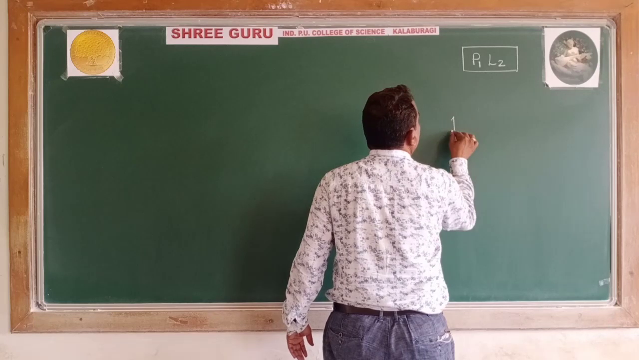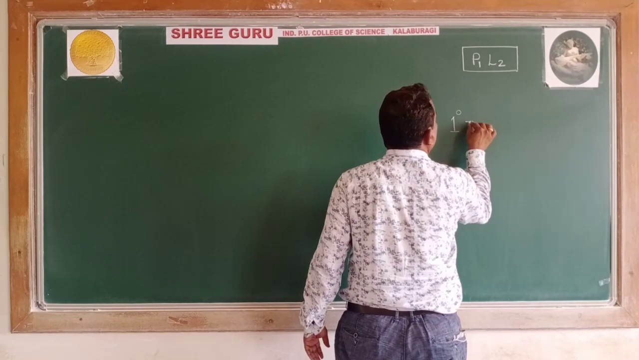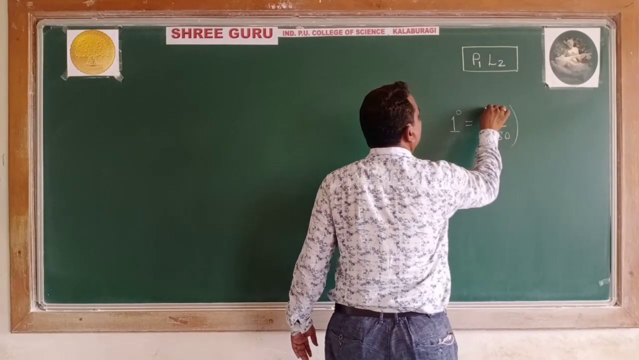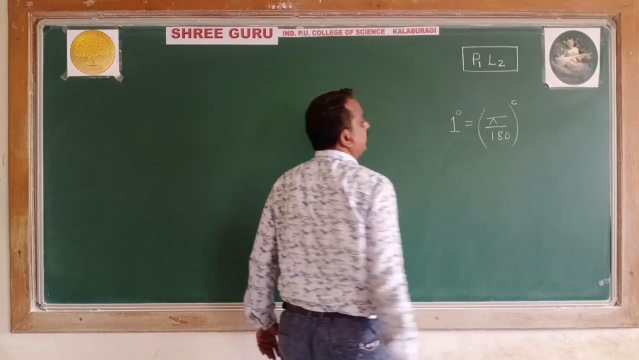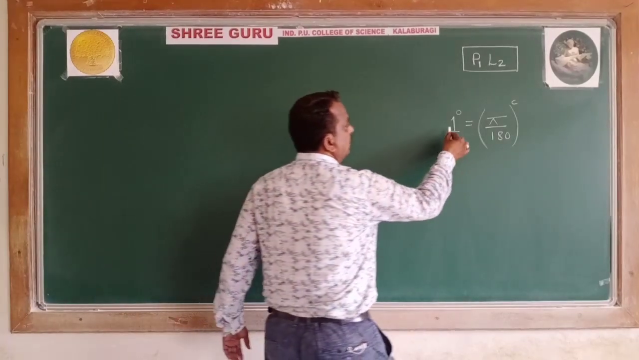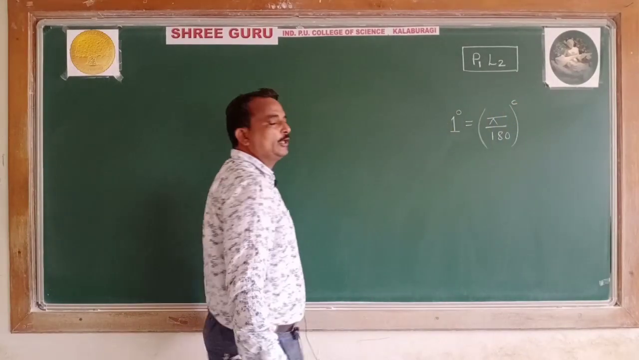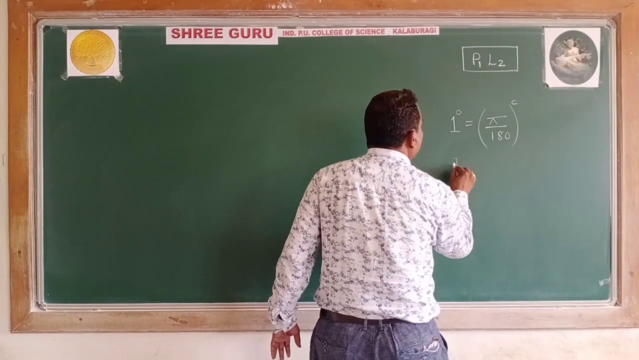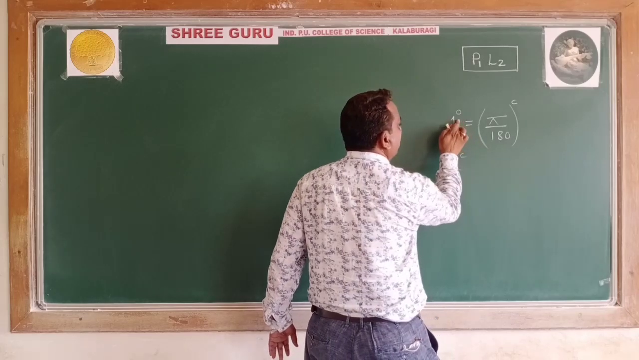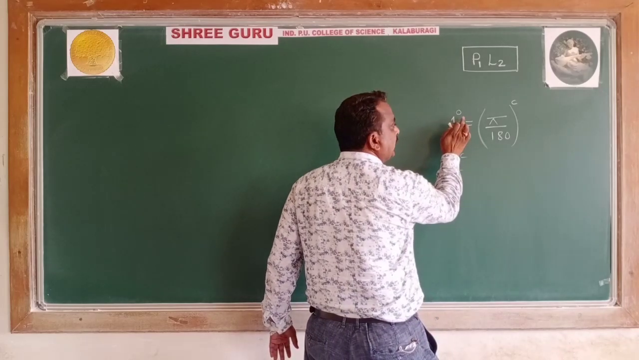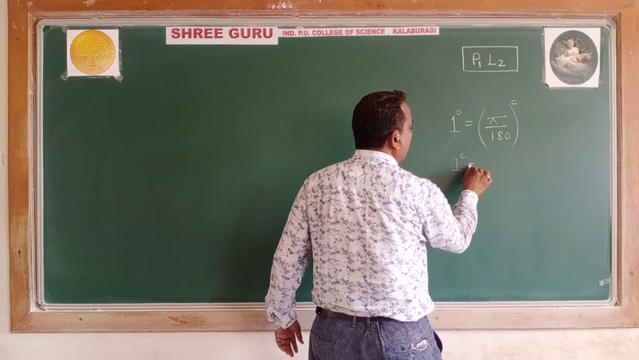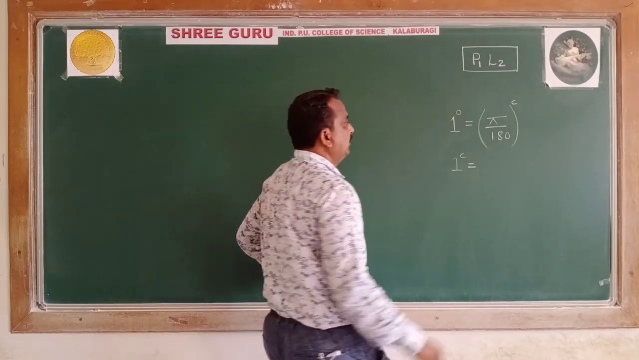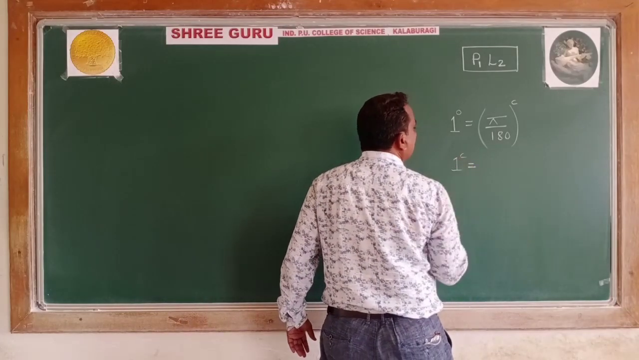To convert degree to radian, multiply by pi by 180. If it is in terms of a degree, you have to convert in terms of a radian, you have to multiply by pi by 180. In the last class we calculated some examples on degree to radian, and some fraction angles also we have calculated. You know how we have calculated.